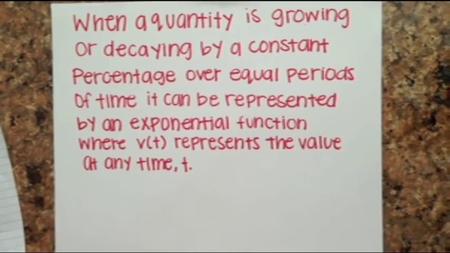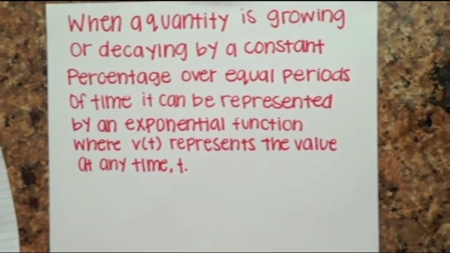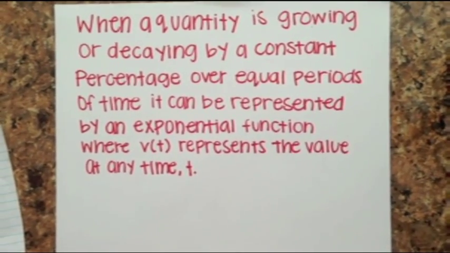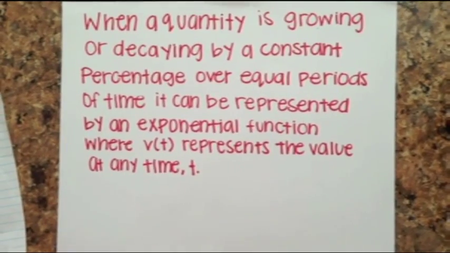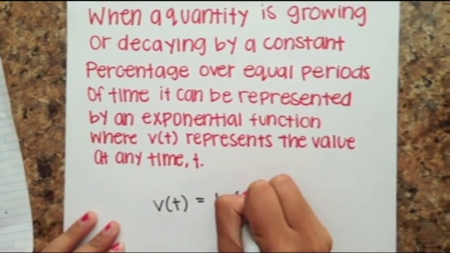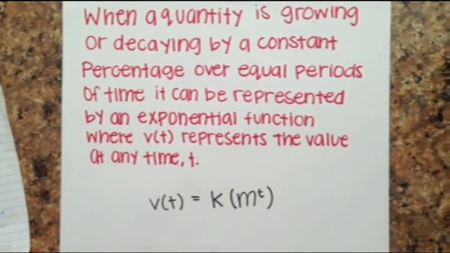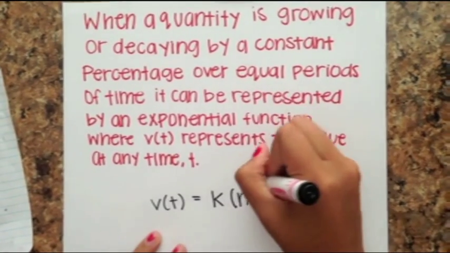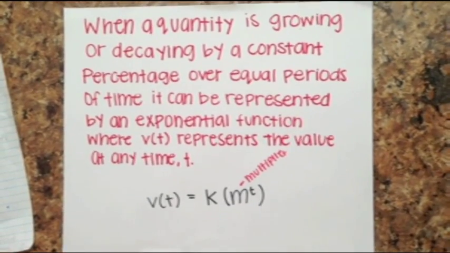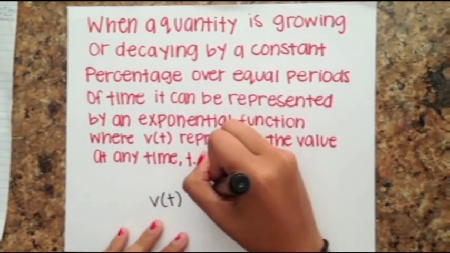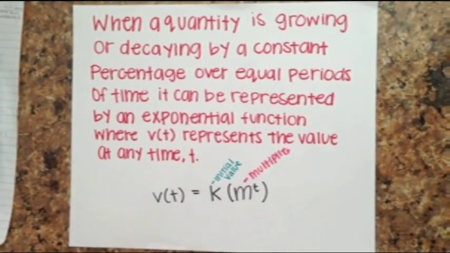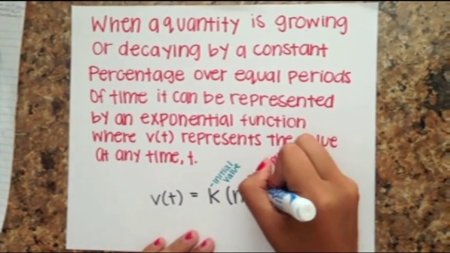When a quantity is growing or decaying by a constant percentage over equal periods of time, it can be represented by an exponential function where v of t represents the value at any time t. The equation for this is v of t is equal to k times m to the power of t, where m is the multiplier, k is the initial value, and t is the time.